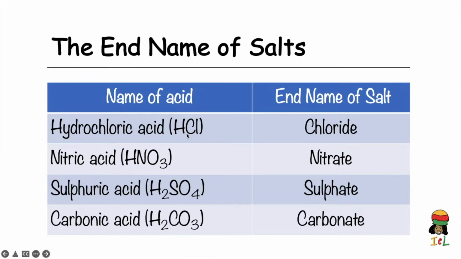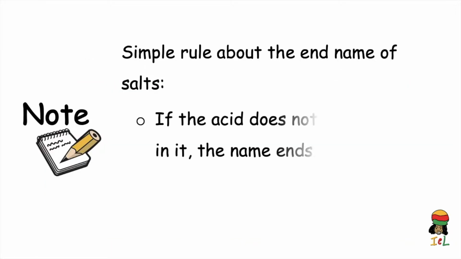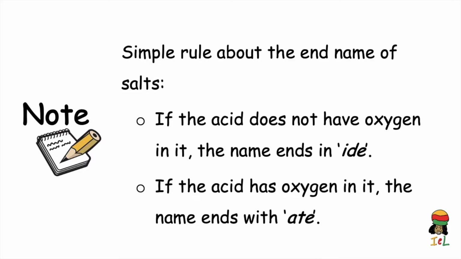Note, if the acid does not contain oxygen, as with hydrochloric acid, the salt name ends with the suffix ide, I-D-E. However, if there's oxygen in the formula of the acid, the salt name ends with the suffix ate, A-T-E. So just remember that simple rule. If the acid does not have oxygen in it, the name ends in the suffix ide, and if there's oxygen in the formula of the acid, the name ends with the suffix ate.